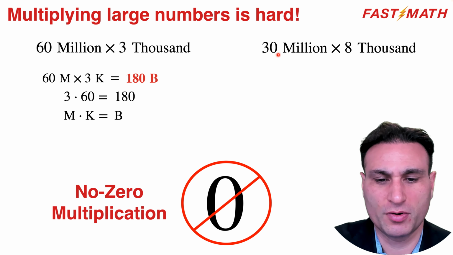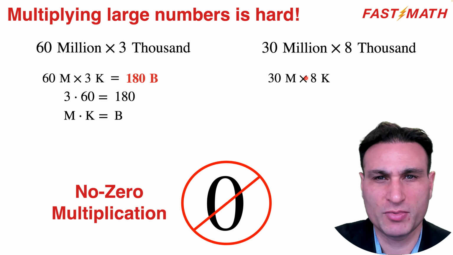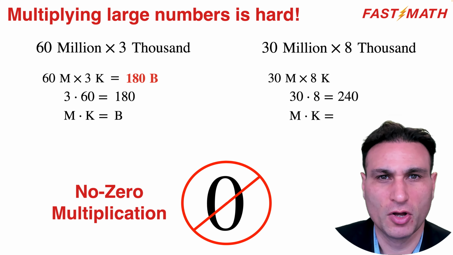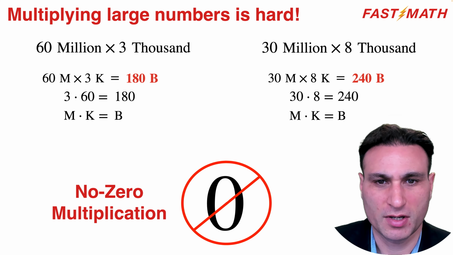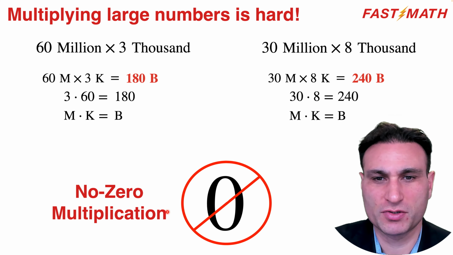Another example: 30 million times 8,000. Using abbreviations, this is 30M times 8K. We have to multiply the numerical portions. 30 times 8 equals 240. Multiplying units of magnitude, what is a million times 1,000? This is the key step. We learned before that million times 1,000 is a billion. So we just combine these two pieces and the answer is 240 billion. It's that simple. Again, this method is called no-zero multiplication because there's no counting zeros.